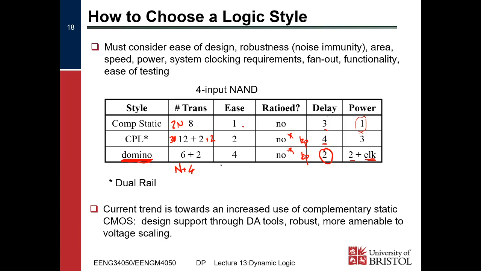So in general, dynamic logic, low numbers of transistors. The only thing anywhere near comparable is pass transistor logic with just one-sided, not complementary pass logic. And it's got very, very low delay, meaning that it's going to be fast logic. However, the ease of use and the power are not great. Right.